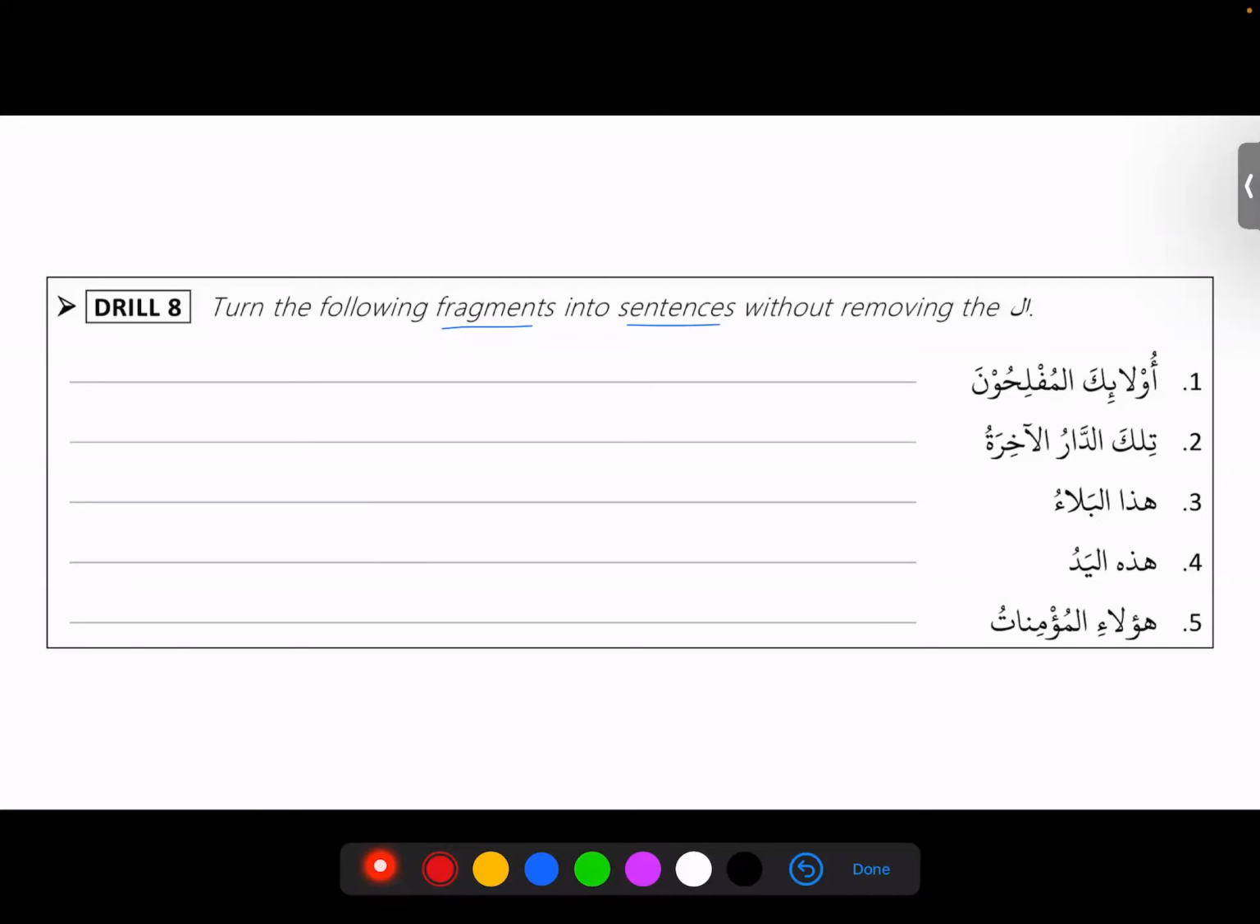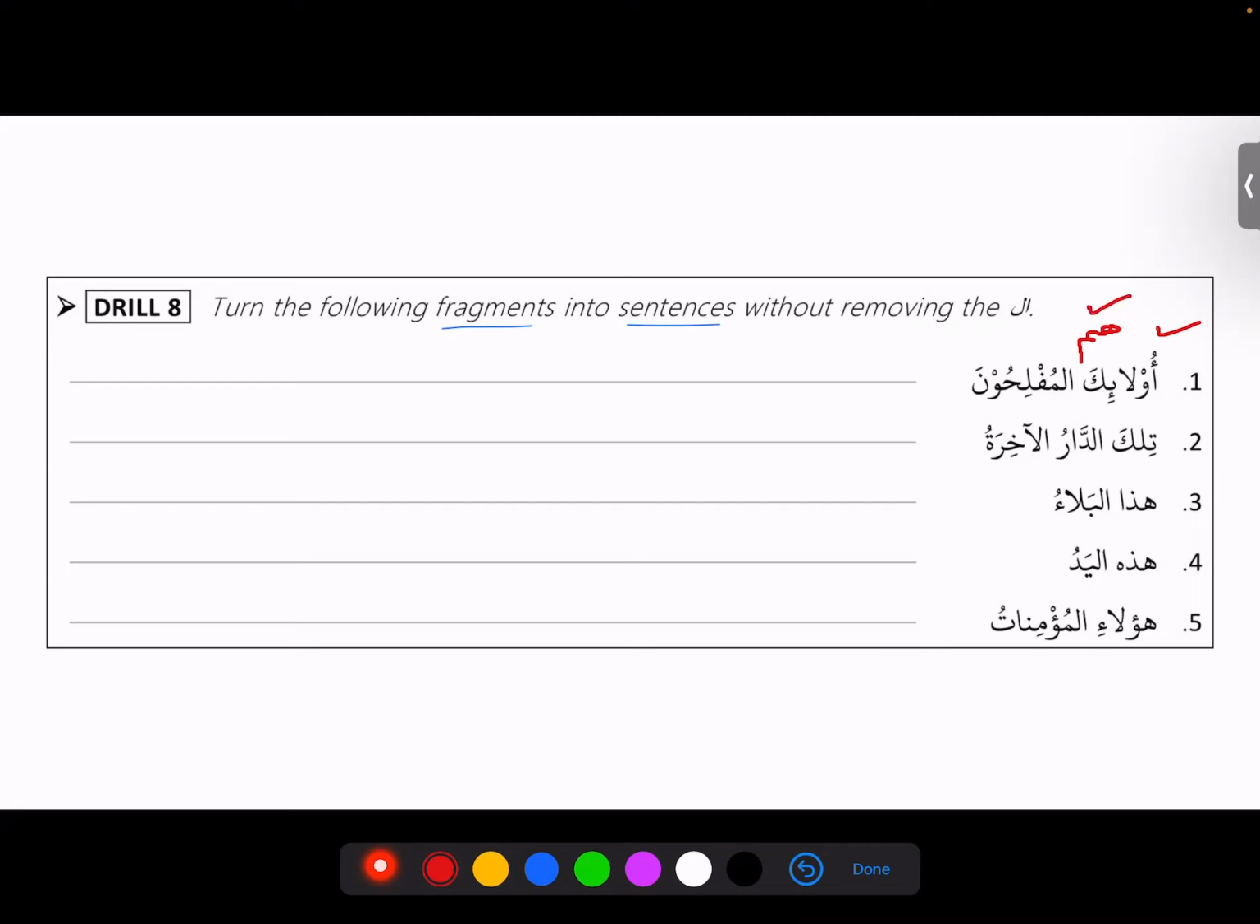But now we want to convert this fragment into a sentence. How can we do that? Ulaika and then humul muflihun. They are the successful ones. So it is double emphasis. Ulaika has hum in it, and then another hum, right? So it is a very emphasized sentence, right?